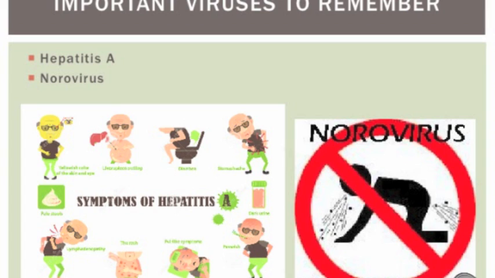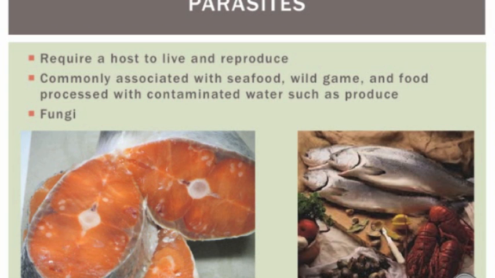And just judging by the pictures, you can tell that these are not very fun foodborne illnesses to catch. So important to be aware of. So next we have parasites that require a host to live in and to reproduce. And they're commonly associated with seafood, wild game, and food processed with contaminated water, so fresh produce.